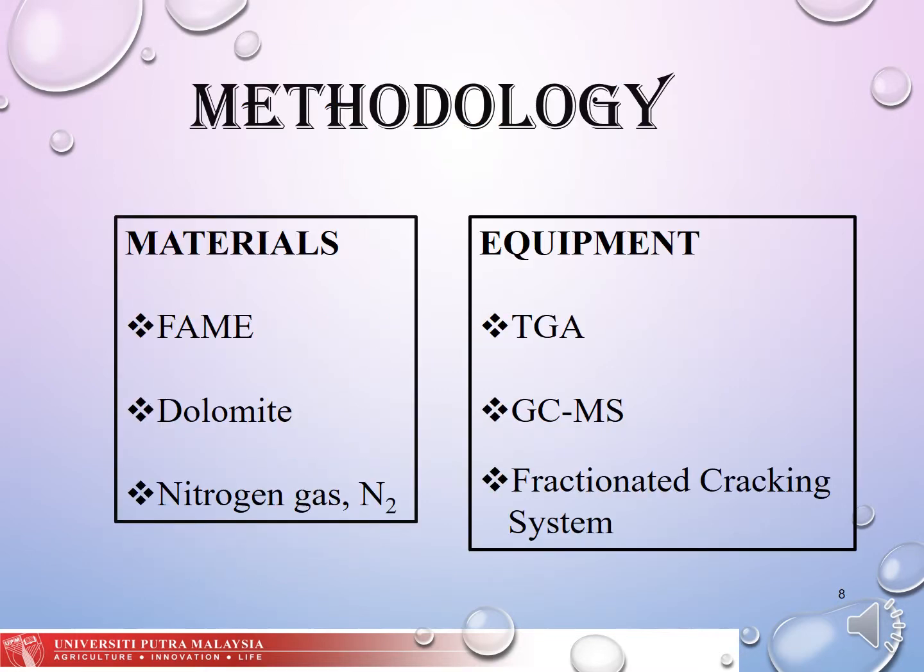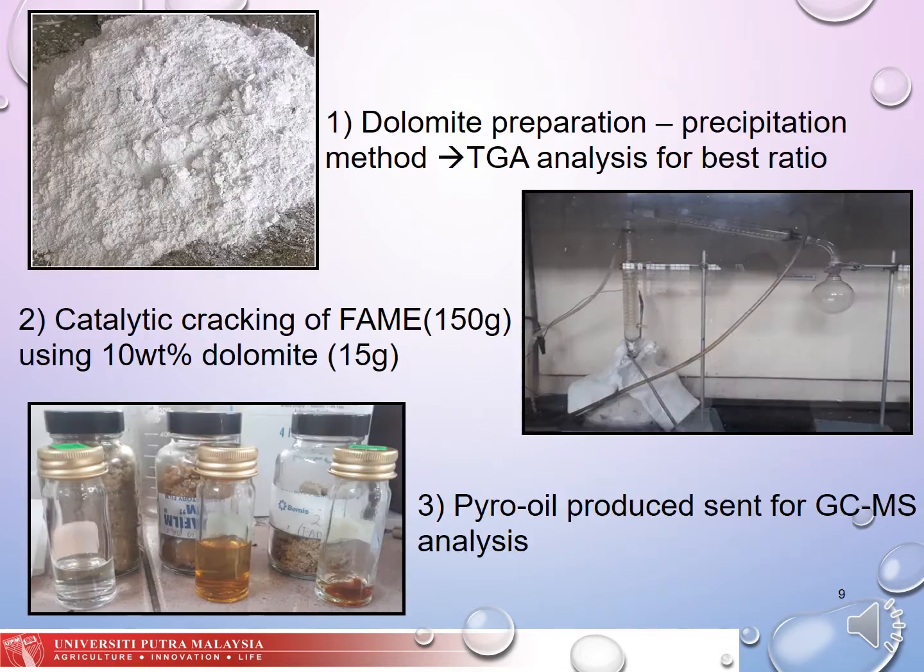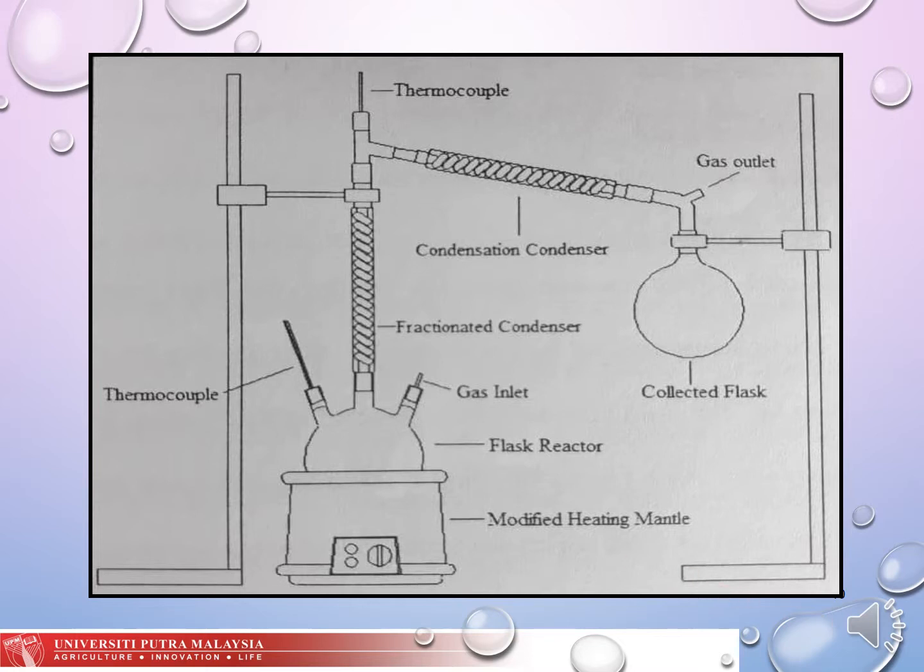So these are the materials and equipment used in my project. This is the overview of the method of my project. First is to prepare the dolomite catalyst using the precipitation method. Then TGA was used to analyze the best ratio of catalyst in FAME for the catalytic cracking. Next is the catalytic cracking of FAME using the best ratio of catalyst. And finally, the product from the catalytic cracking, which is the pyro oil, was sent for GCMS analysis. This is the schematic diagram of the lab scale fractionated system.